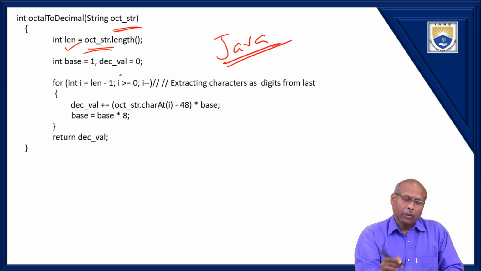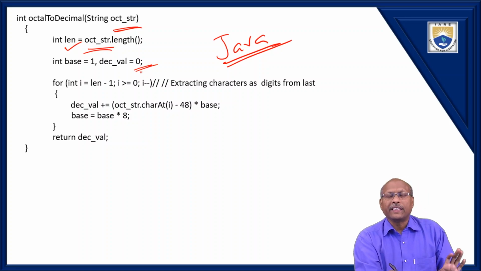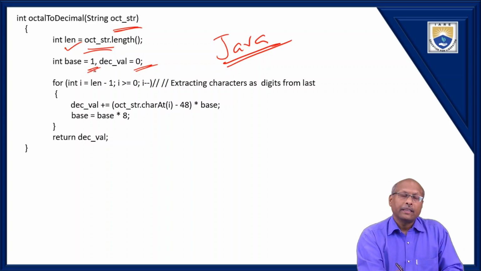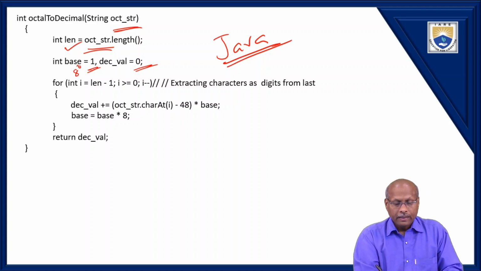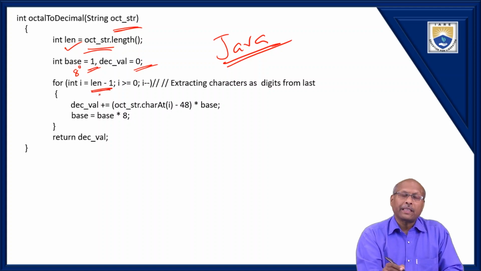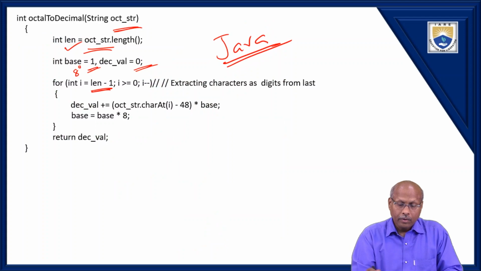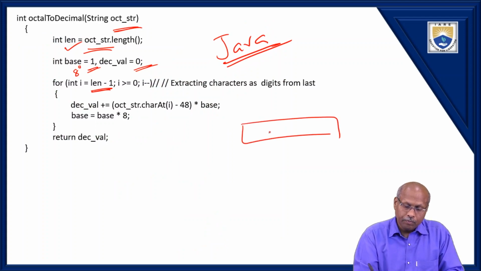Then you start processing. Initially, the decimal value is 0, nothing is there, and the base is 1. 1 is nothing but 8 to the power 0. So now, I will go from right to left, so length minus 1 is my starting point. For example, I told you the previous one, 123. Assume 1, 2, 3.